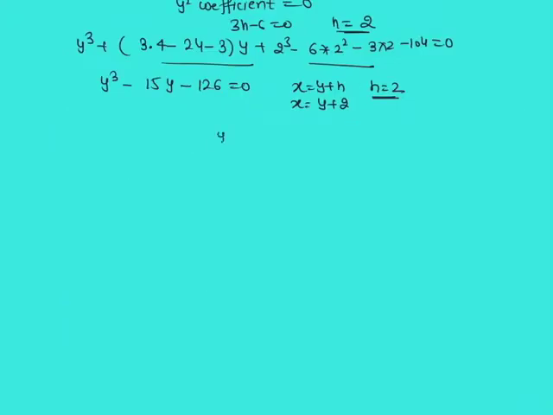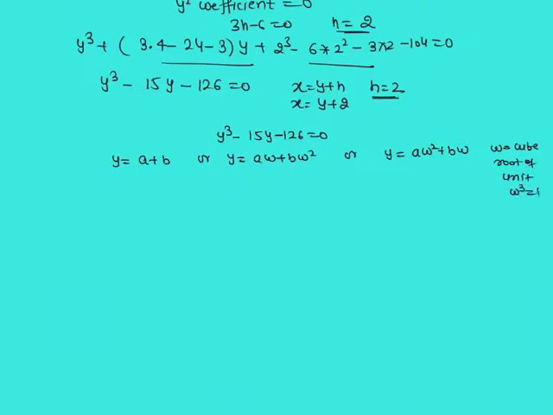Now in this equation y cube minus 15y minus 126 equal to 0, if I put y equal to a plus b or y equal to a omega plus b omega square or y equal to a omega square plus b omega, where omega is what? Cube root of unity. That means omega cube equal to 1.